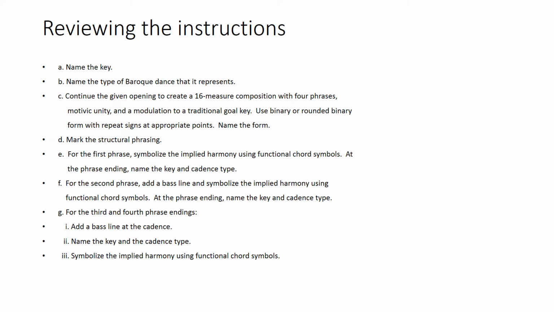So when we say add a bass line, this is after you have completed your 16-measure composition in the treble clef. So we do include the functional chord symbols again, and at the phrase ending, we must name the key and cadence type. For the third and fourth phrase endings, add a bass line at the cadence, name the key and the cadence type, and symbolize the implied harmony using functional chord symbols. Those are all the expected things that are leftovers from grade 9.